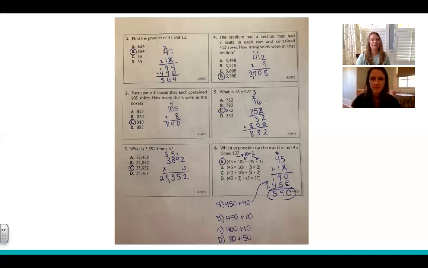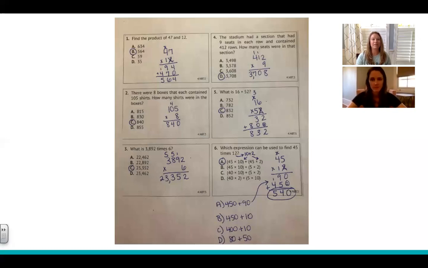And number 4, again, 3-digit by 1-digit, 412 times 9 is 3,708. Awesome. All right. And then number 5, 16 times 52. So a 2 by 2. Again, you stack, don't forget Mr. Zero, line it up carefully. And your final product is 832, which is letter C.